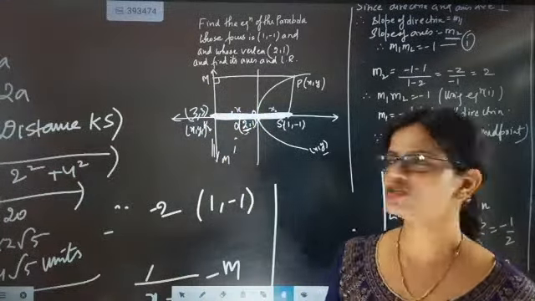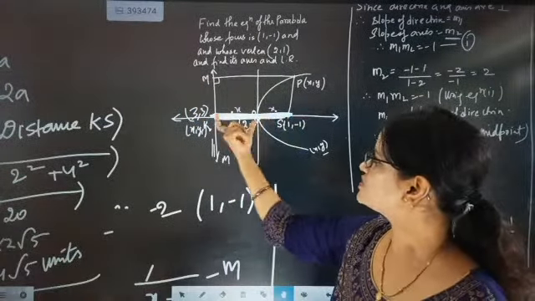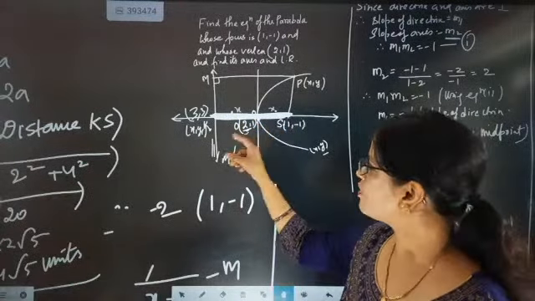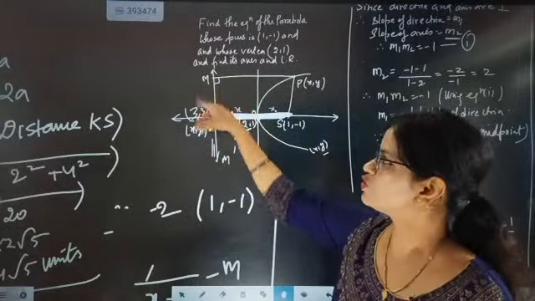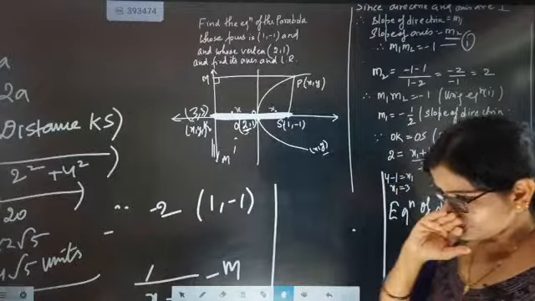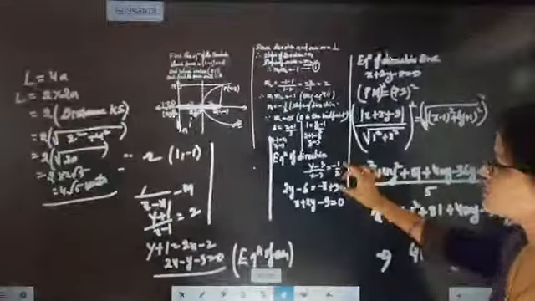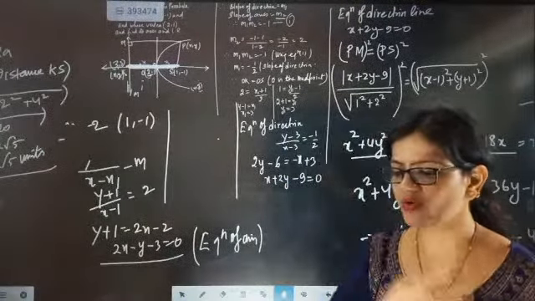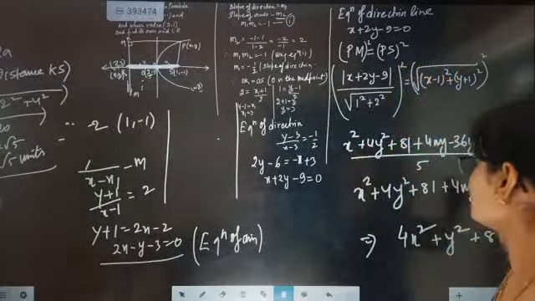But the problem was this one, at least one point we should know. So since this distance will be equal to this distance, we took the origin as the midpoint, and with the help of that we got this point. Now this point and this slope are there, then we got the equation of the directrix. So x plus 2y minus 9 equal to 0 is the equation of the directrix. With the help of the equation of the directrix, we got the equation of the parabola.